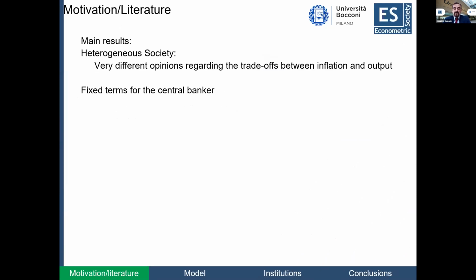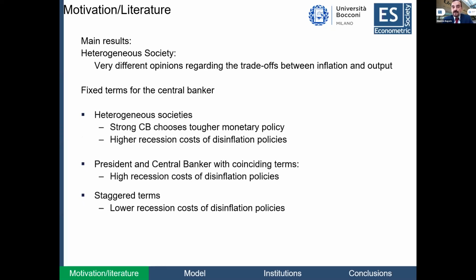So the main results, to make the point clear here, is that we characterize a heterogeneous society as one in which there are very different opinions regarding the trade-offs between inflation and output, so that a central banker could be very tough, very focused on reaching the target, or could be, on the other hand, more focused on creating unexpected output or unexpected inflation that would generate an output gap. And we take as given that the central bank has fixed terms.